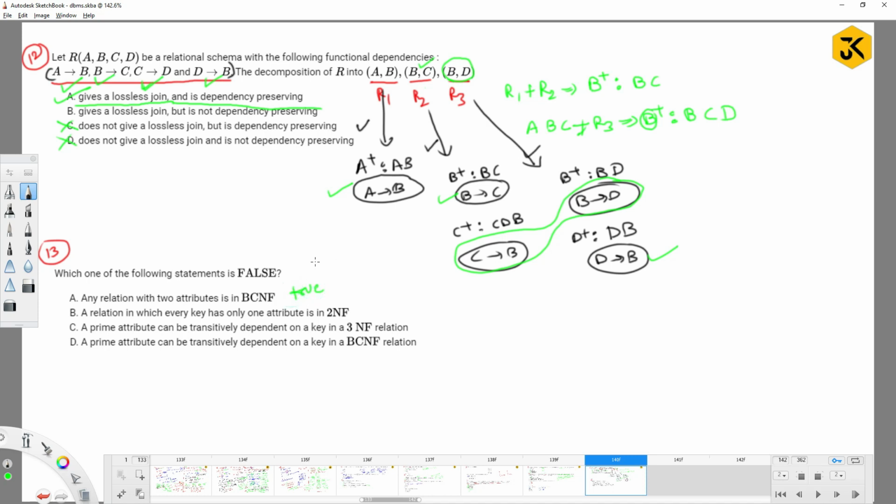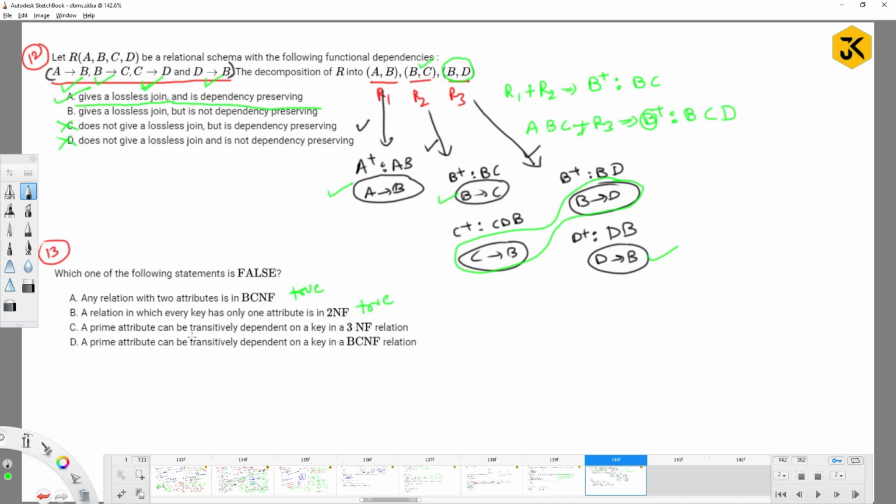Definitely 100% redundancy free. A relation in which every key has only one attribute is in 2NF. Definitely, right? If a candidate key has only one attribute, there is no chance of getting partial functional dependency. So this statement is also true, right?